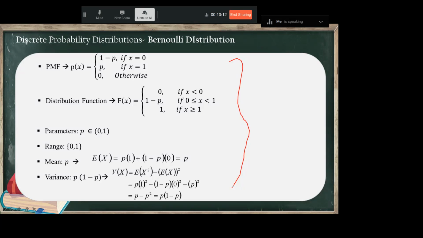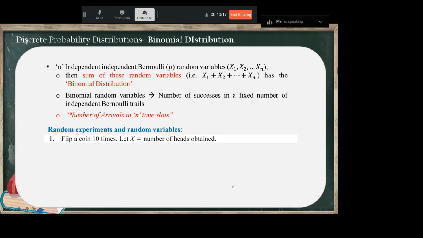Then we saw how we convert Bernoulli into binomial distribution, just by considering n independent Bernoulli random variables. If we sum them, it becomes the binomial distribution. So if we sum n Bernoulli distributions, it becomes binomial distribution. Then we solved examples, and we also know how to get the parameters.